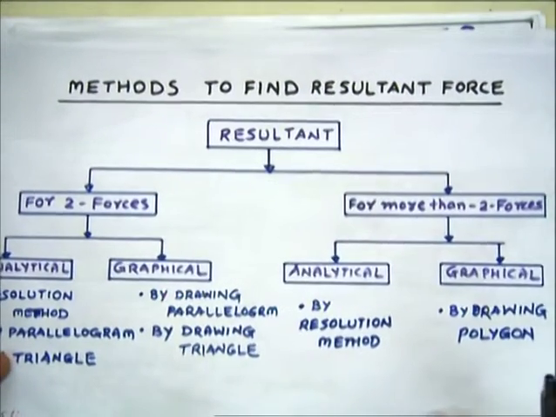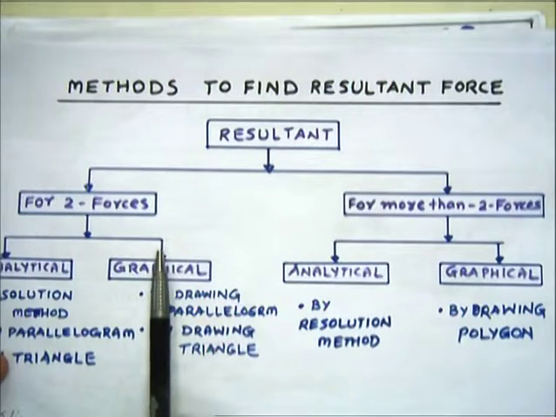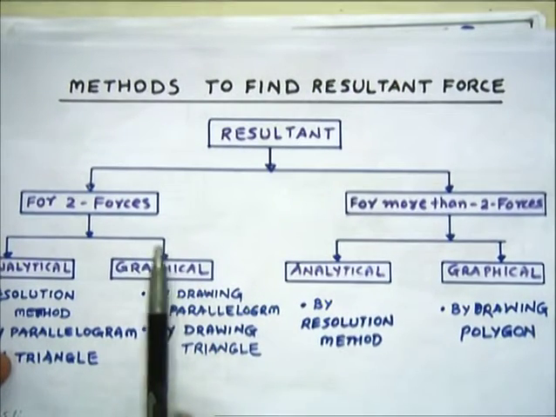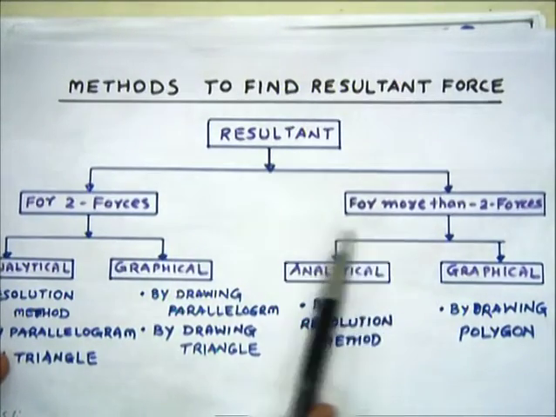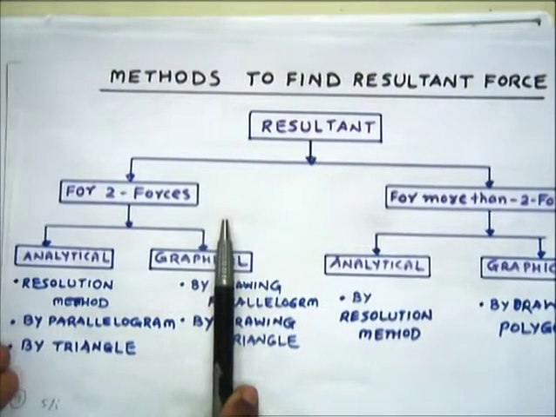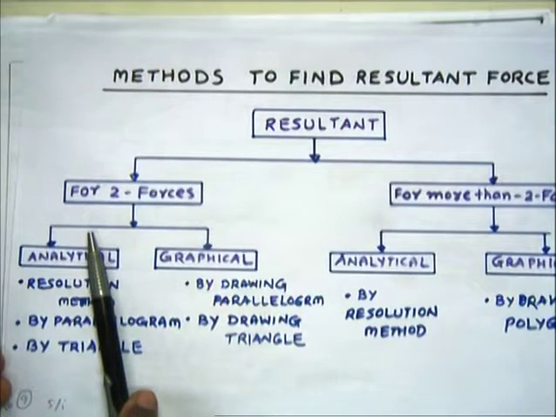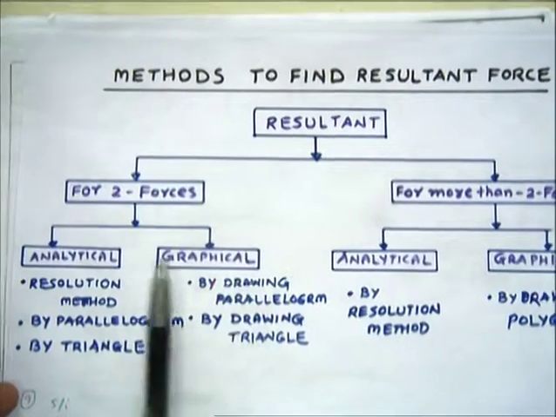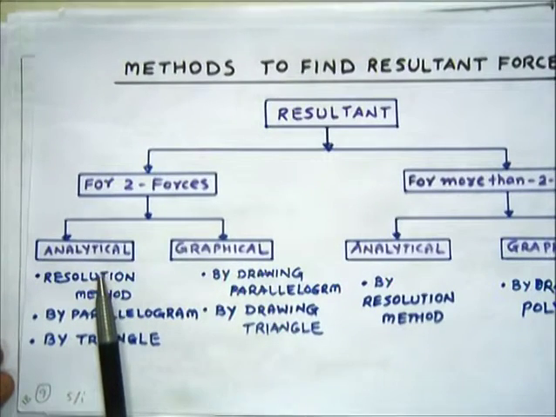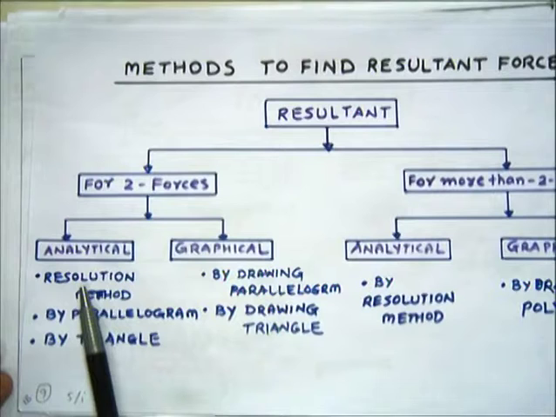Then we discuss different methods of how to find the resultant of a given force system. Maybe a two force system is given or a more than two force system is given. So again, say two forces are given as concurrent forces, and then to find the resultant we can find it analytically or graphically. In the analytical part we will have formulas or equations, and we discuss the resolution method in analytical methods.